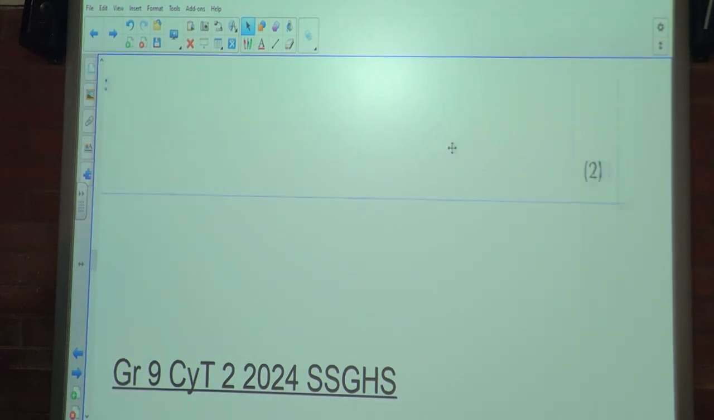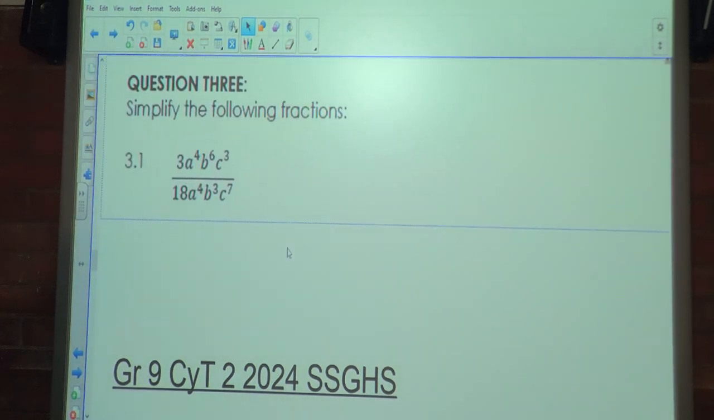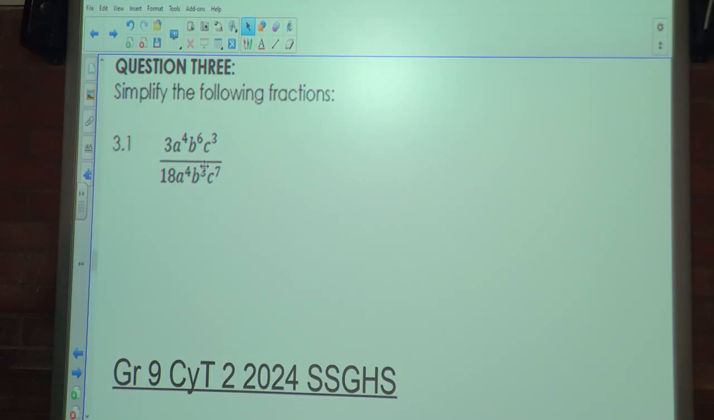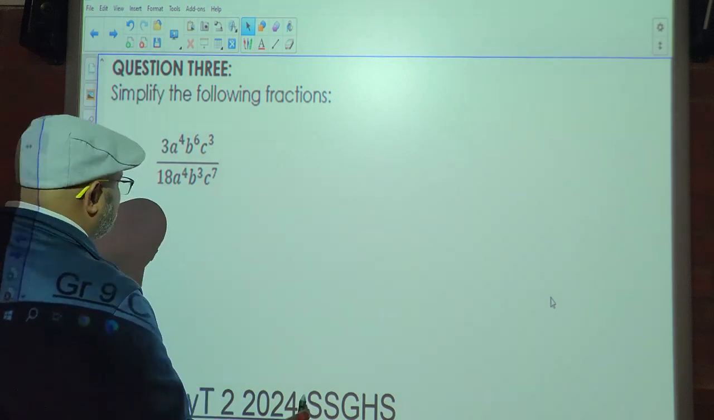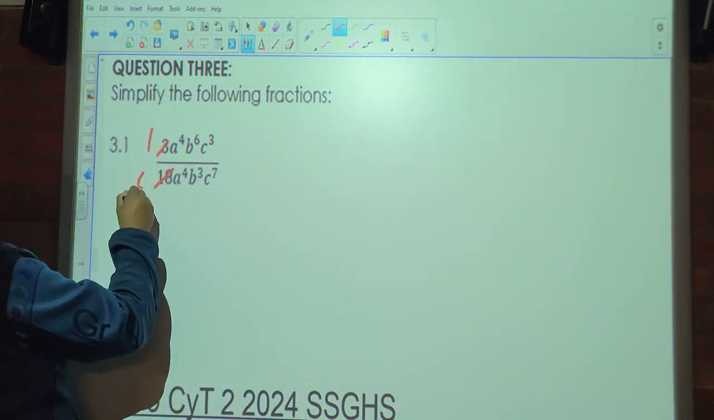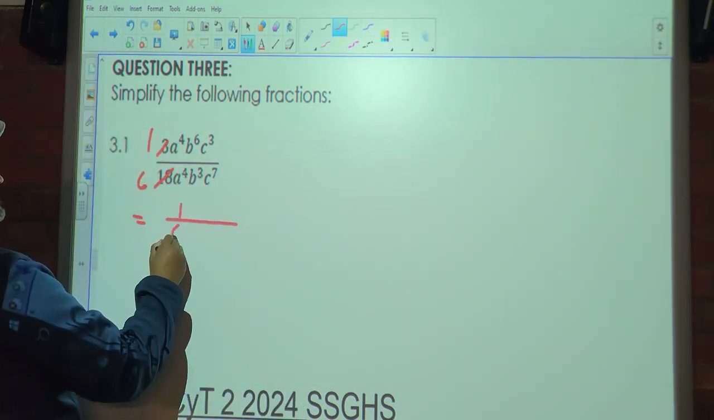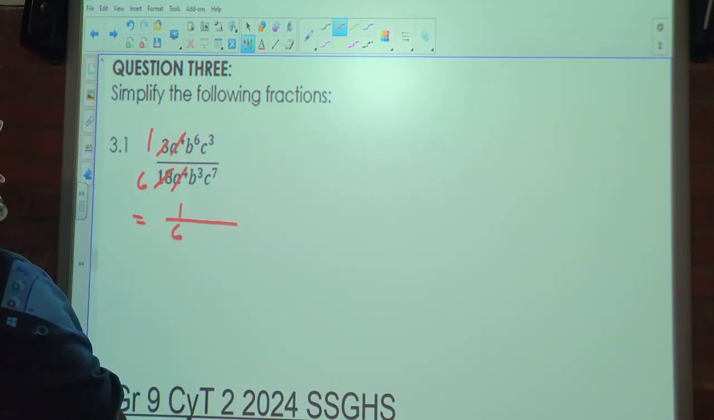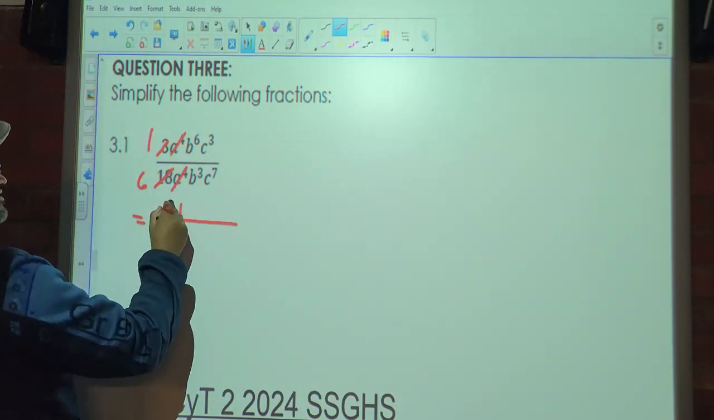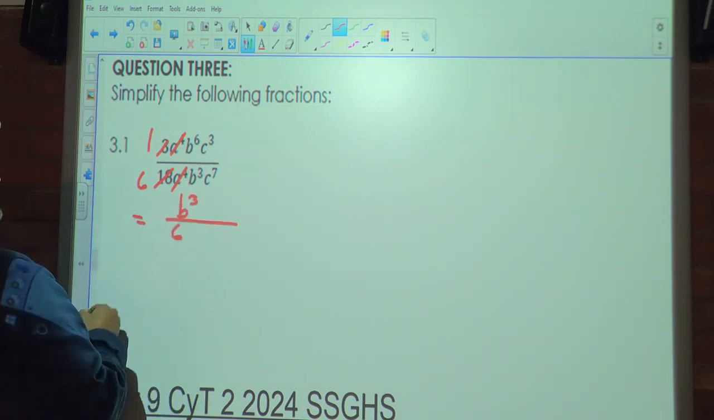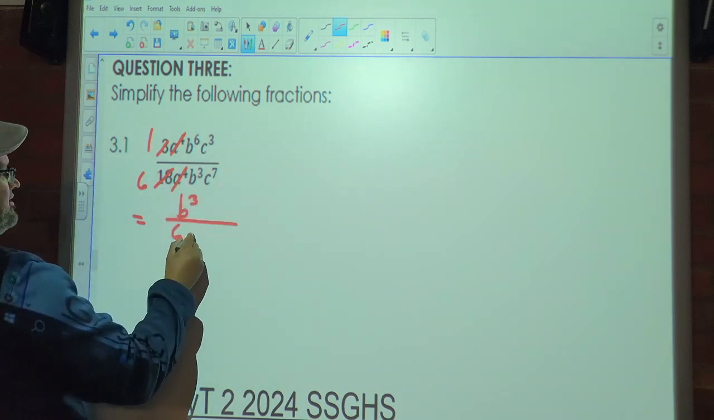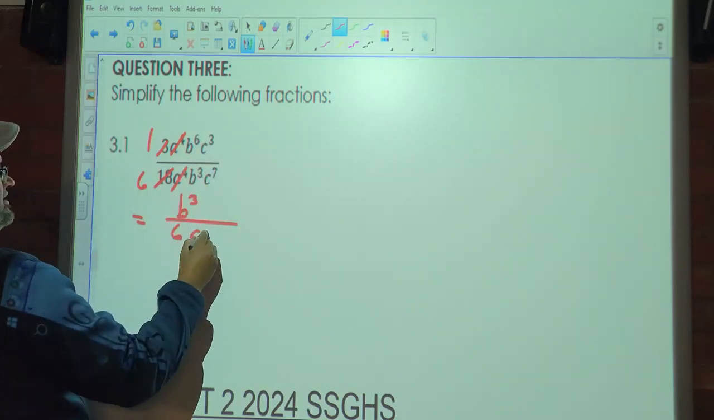So I'm still trying to get to a place for something I haven't taught you yet. Simplify the following fractions. People, 3 goes into 3 once, 3 goes into 18, 6 times. 1 over 6. The a's are the same size. Where's the more b's? Top. So it's going to be b to the power 6 minus 3, which is 3. Where's the more c's? Bottom. So 7 minus 3 is?